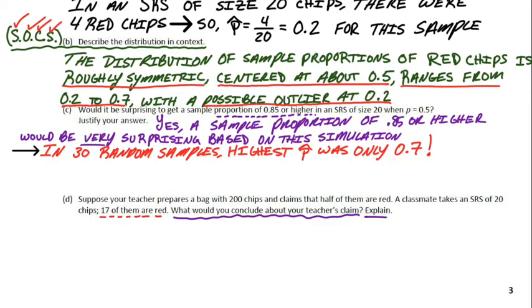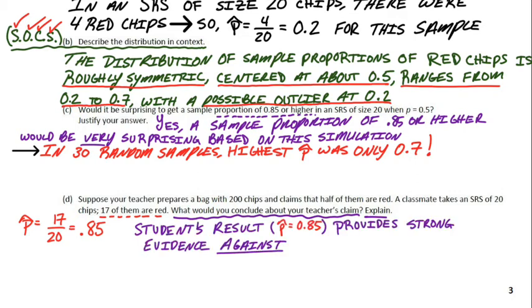Because right now the teacher's claiming that the bag is exactly like the one from above, that half of them are red and there's 200 chips total. But if you look at what this kid's results were, p-hat would be 17 out of 20 for this kid, which is exactly 0.85. So if this kid actually drew 17 out of 20 being red, and we saw a sample proportion p-hat of 0.85, well, does that support the teacher's claim, or does that go against the teacher's claim? Well, that definitely goes against the teacher's claim. That's strong evidence against the teacher's claim.